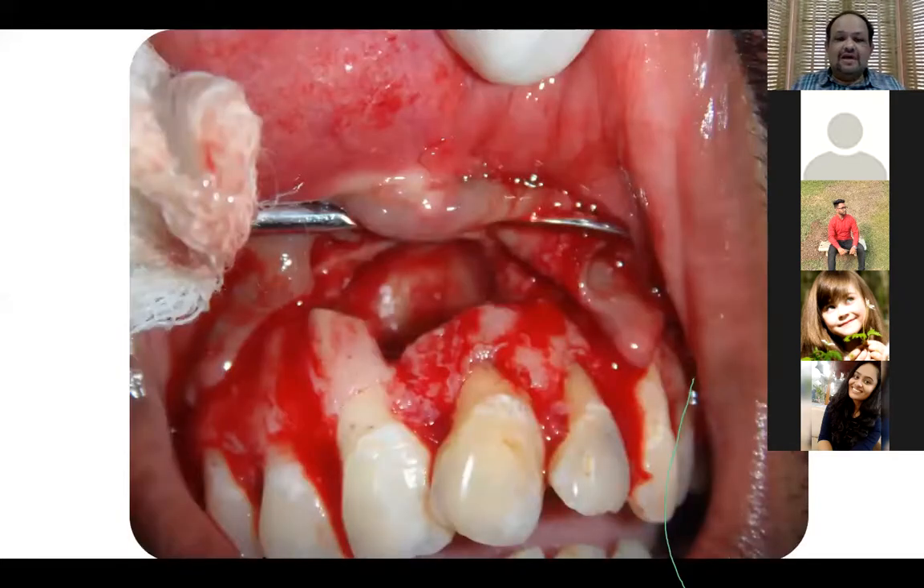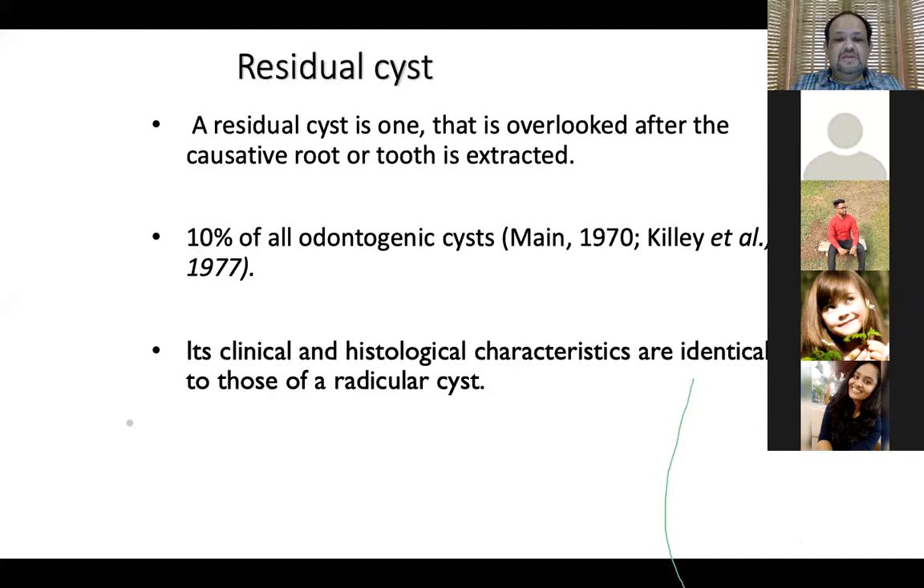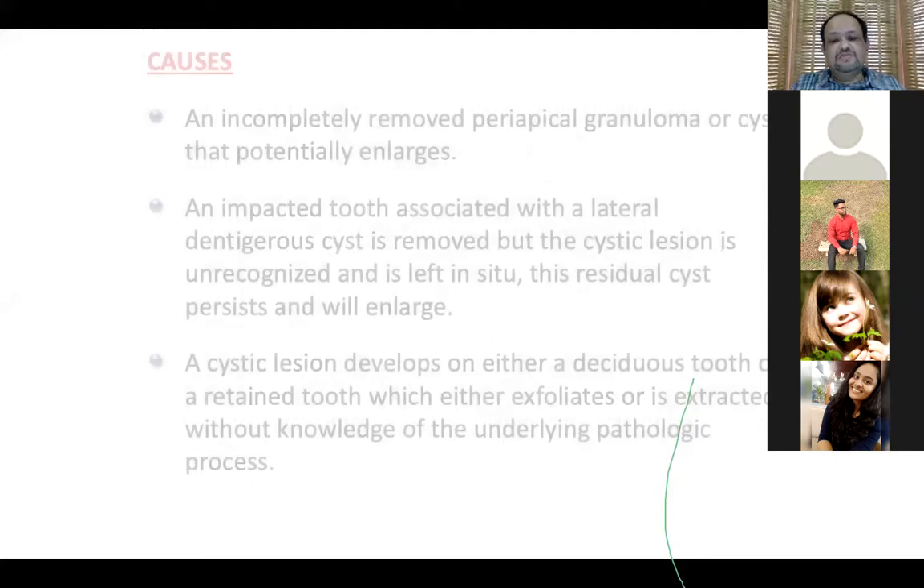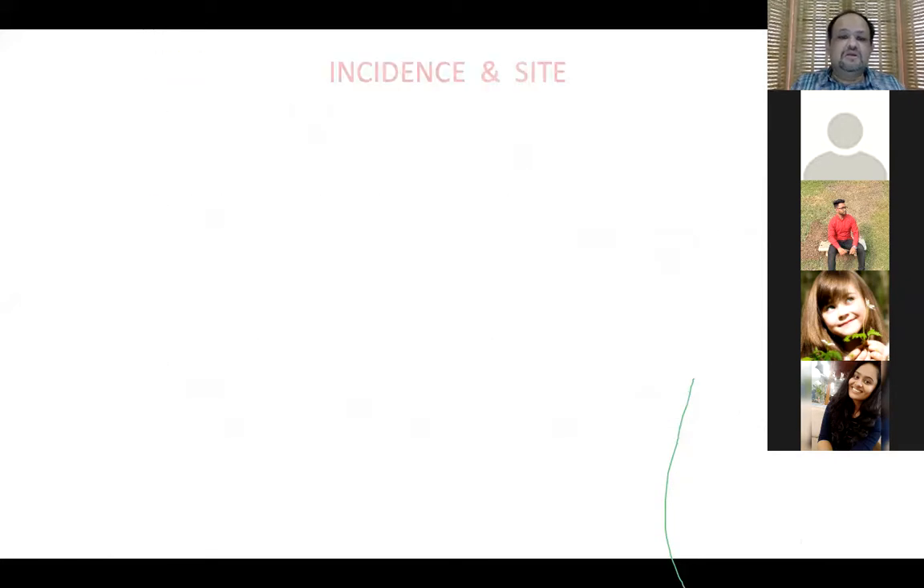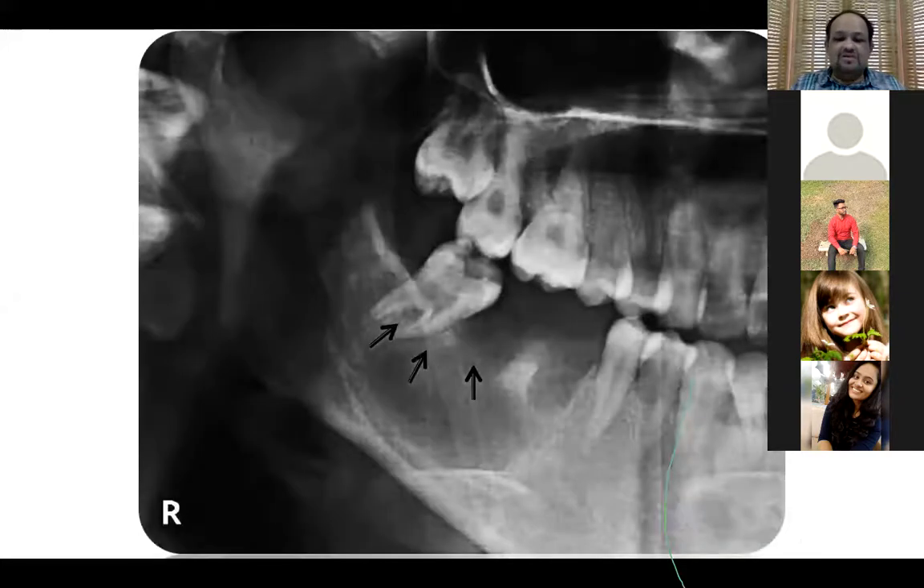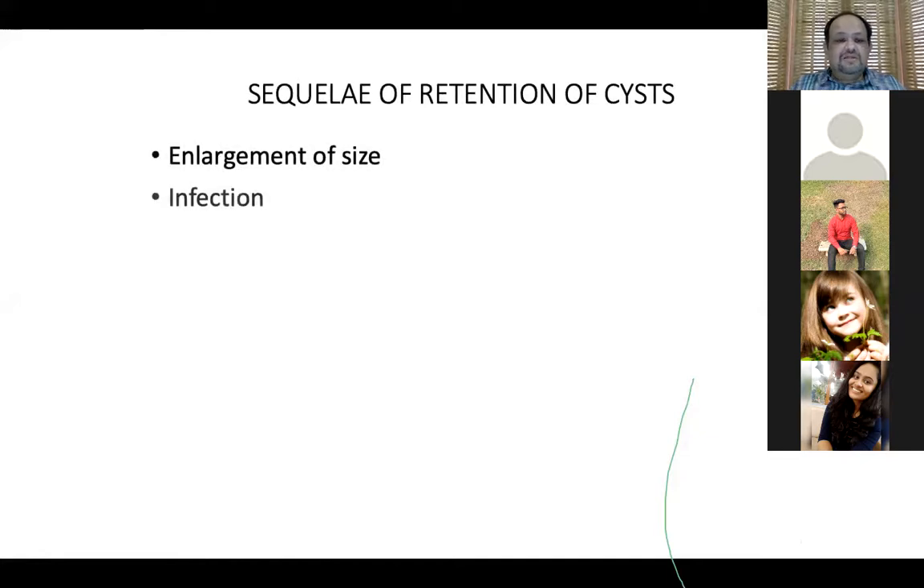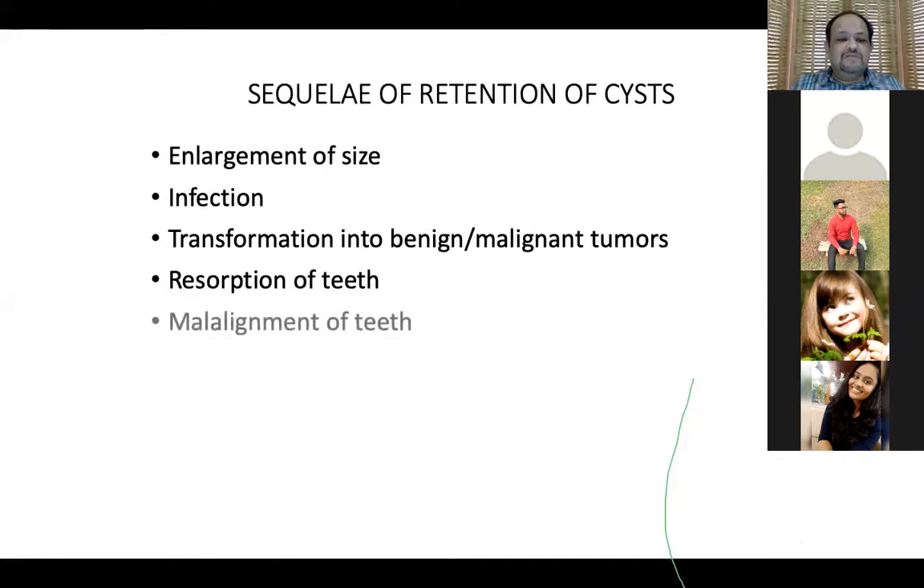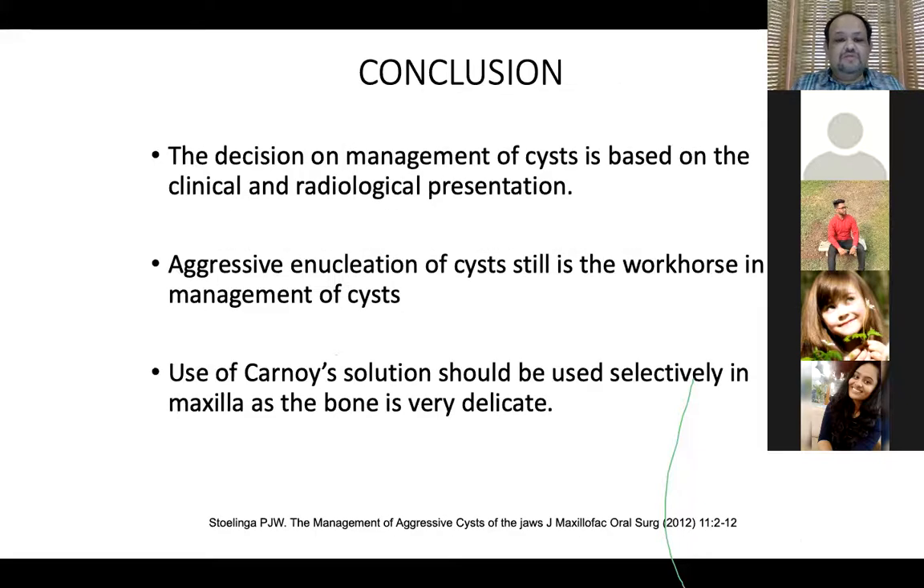So I think I'm running out of time. So this is the other case. What we learned here today is basically the three types of cysts, which are very important, and the way we have to deal with them. If it's a large cyst, go for marsupialization. If it's a smaller cyst, we have to go for enucleation. Now, what are the sequelae? Enlargement of size, infection, malalignment, pathologic fractures, which is very much possible.